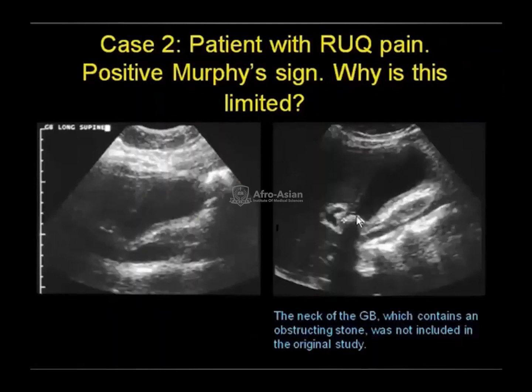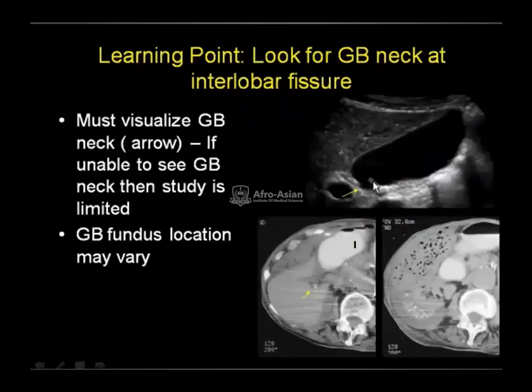Then this is another case with right upper quadrant pain and positive Murphy's sign. Here you can see that with one frequency, 3 megahertz, it was not visible. And here you can see in the neck of the gallbladder there is a stone. Same patient, same posture, which is the supine position, and you were missing it because of the frequency difference. The appropriate frequency of the transducer was not being used. So look at the neck always.